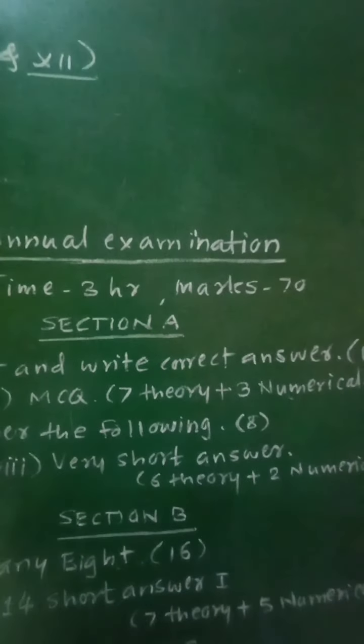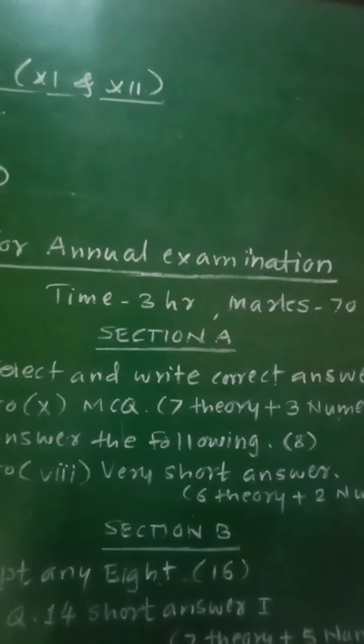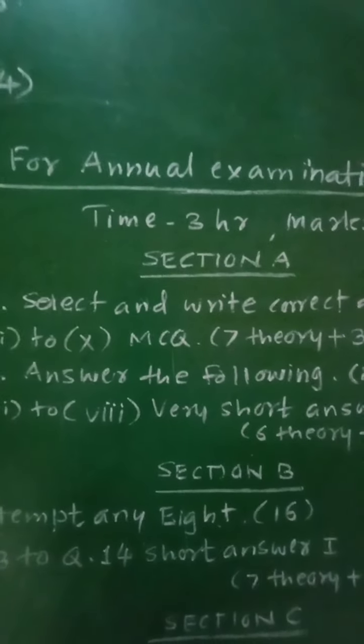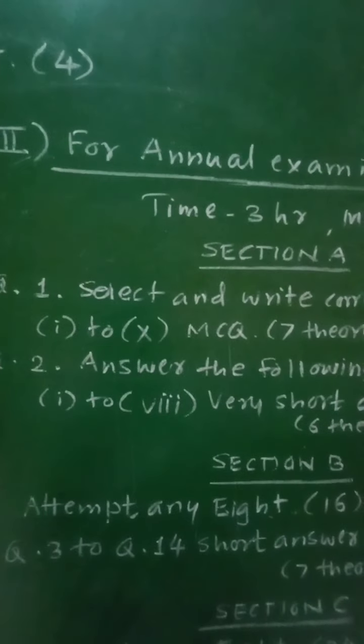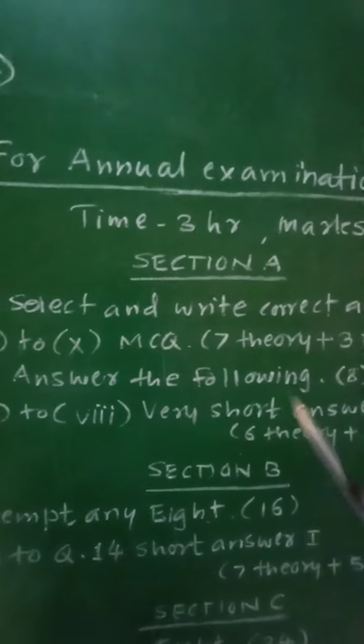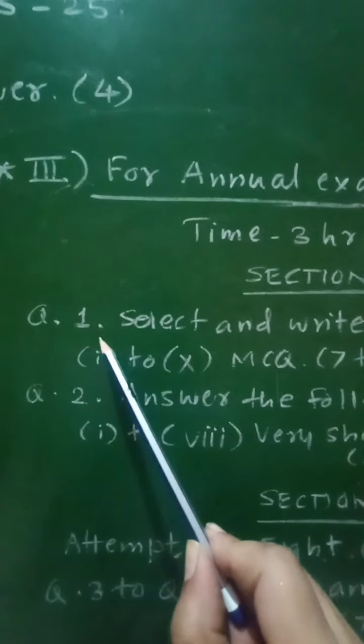Now if you consider the paper format, in all there will be 31 questions, and they will again be divided into 4 sections A, B, C, D. So let us see section A. In section A, question number 1 will be there.